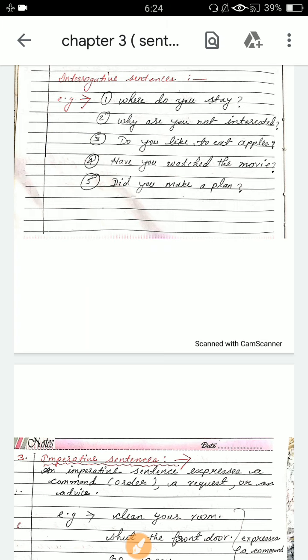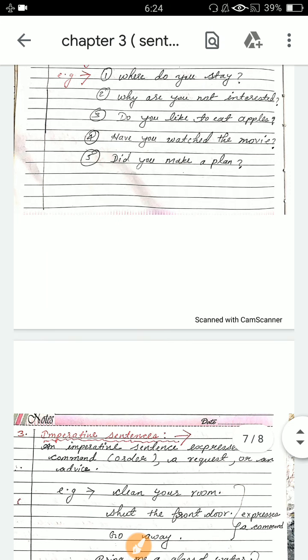Do you like to eat apples? Number three, do you like to eat apples? The answer can be yes or no. A person either likes the apple or doesn't like the apple.